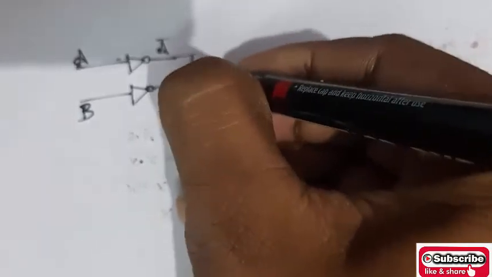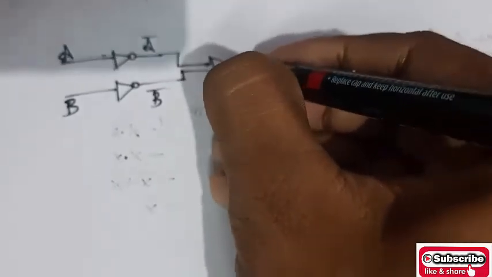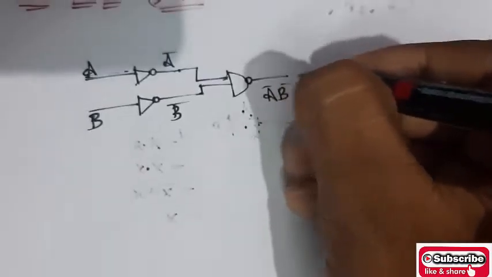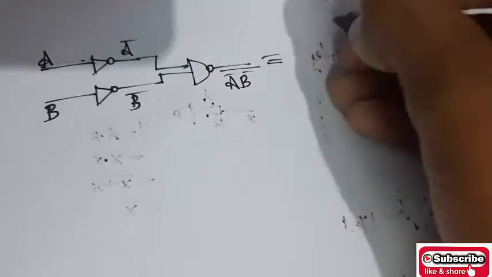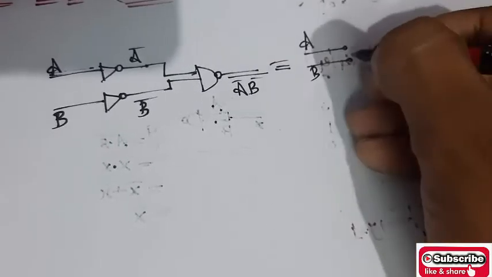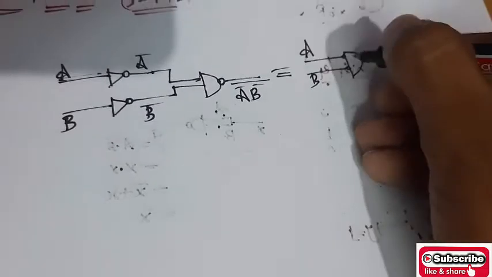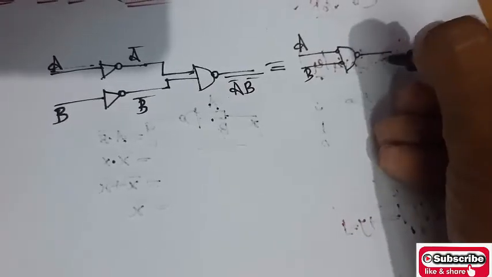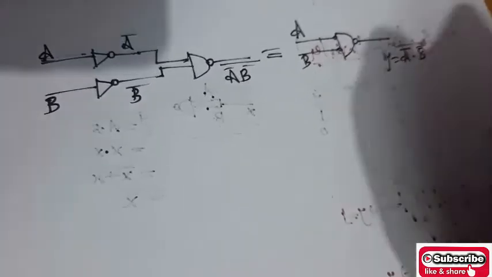Both these outputs are applied as input for the NAND gate, you will get A bar B bar whole bar. This can also be represented as: this will be the input A, input B. If you take the NAND gate, this will become A bar, this will be B bar, whole bar. That means y is equal to A bar dot B bar whole bar.